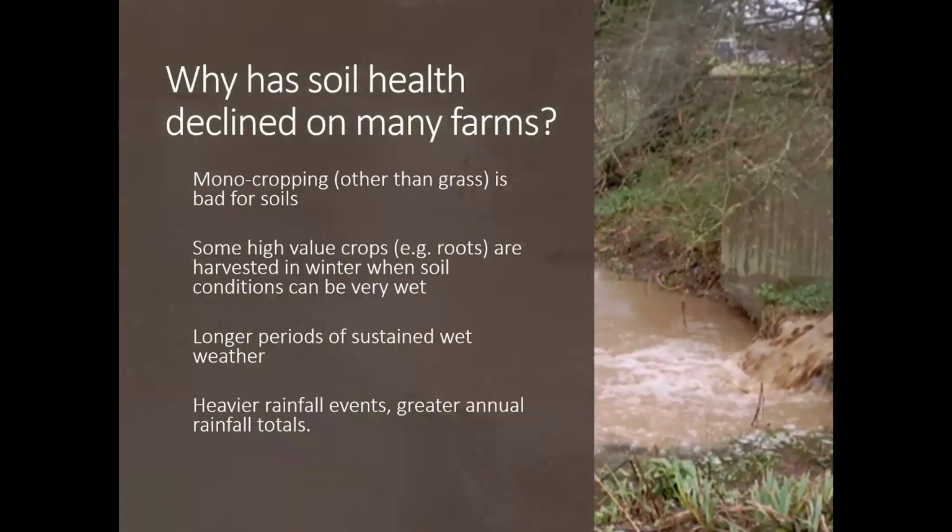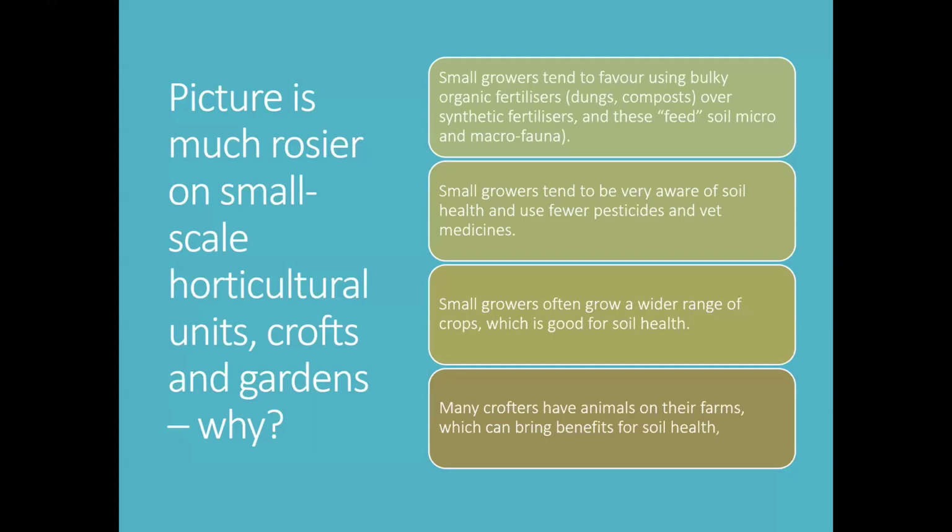The other thing is monocropping is a bad thing. I'm not talking about grass, which can be very, very healthy, but where cereals are grown year on year on year, not a good thing. And some high value crops like root crops like carrots and turnips and potatoes are often harvested a bit late, sometimes in winter when soil conditions can be very wet. And of course, these root crops also need a great deal of very, very invasive cultivations. So a bit of a perfect storm can be created. And as I said, we're seeing longer periods of sustained wet weather, heavier rainfall events, and greater annual rainfall totals.